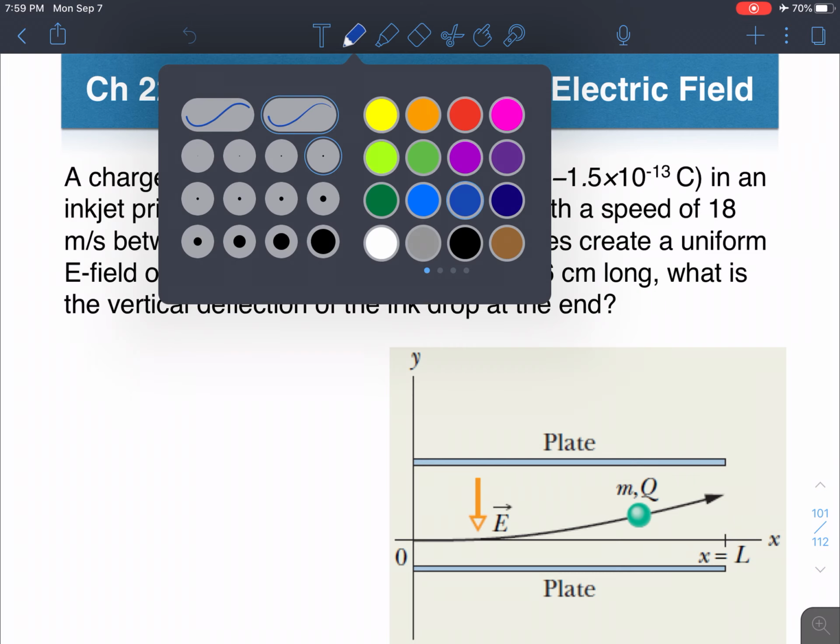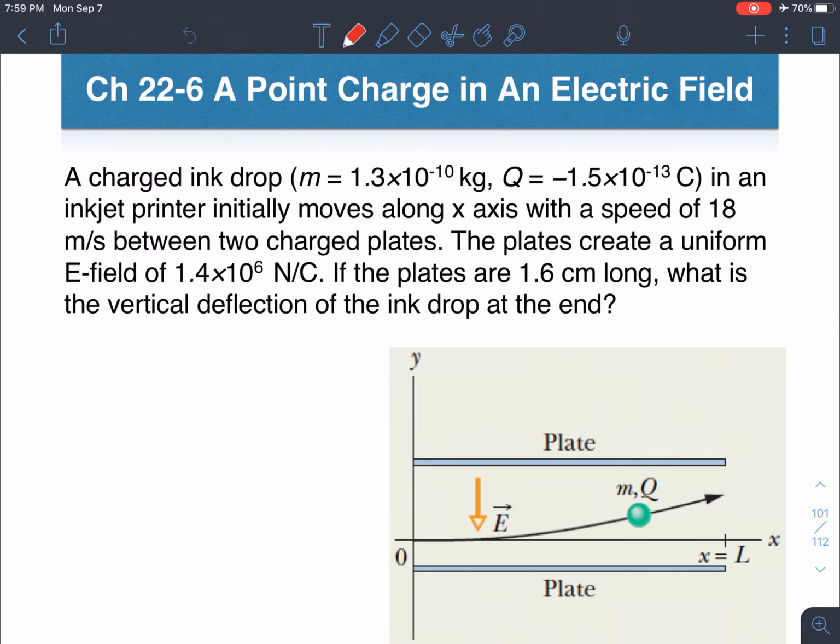And now we're going to apply the homework layout. And this is all about Millikan's oil drop experiment. Okay, so you're going to see how he calculated the vertical deflection in this case.